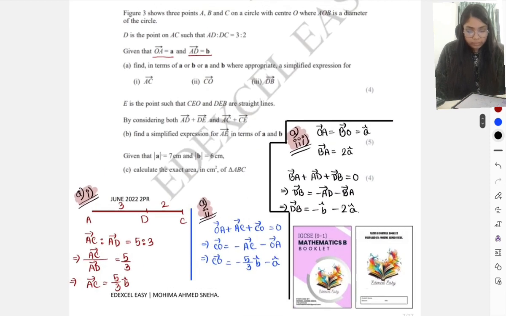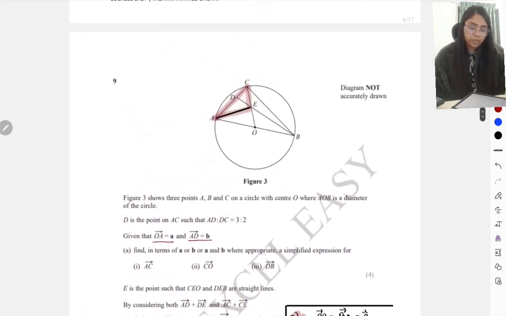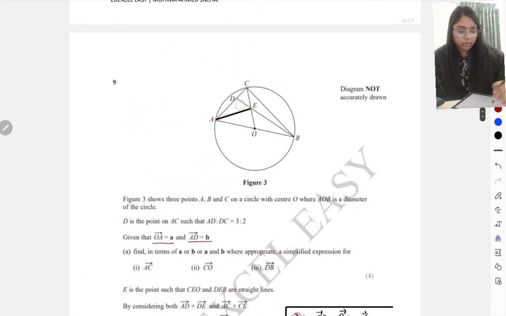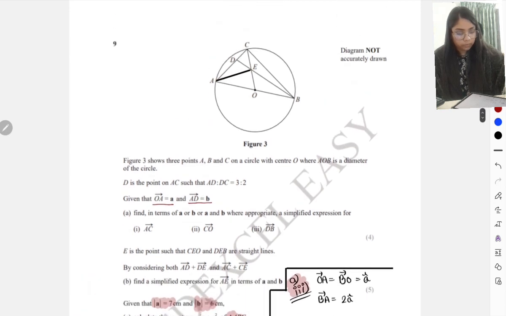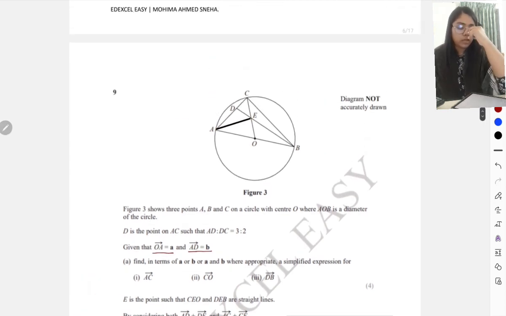Last part where it says that the modulus of a vector is 7 and the modulus of b vector is 6. We need to calculate the exact area of the triangle ABC. Now if we go over here, they have already provided vector a as 7 and b as 6, in that case we are only focused on ABC, right? Now again, this part is not needed, right? A is this time over here is out of concern.